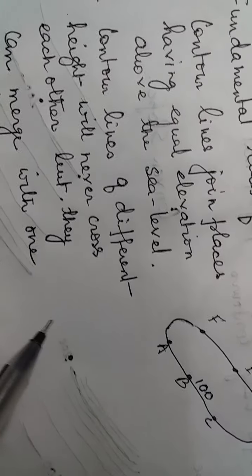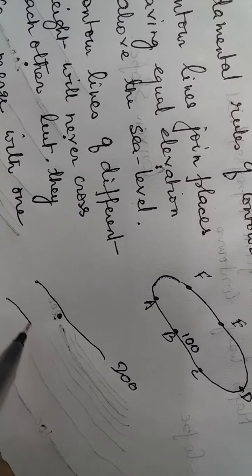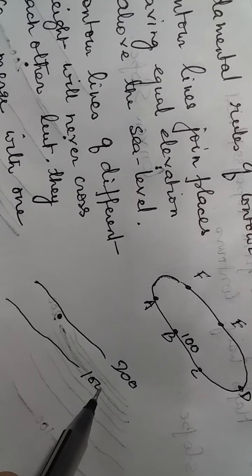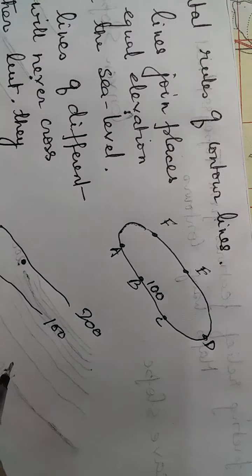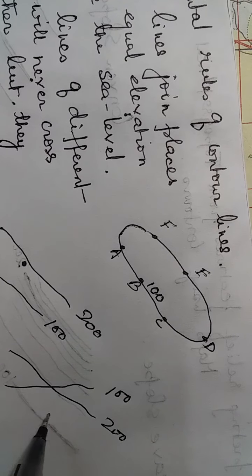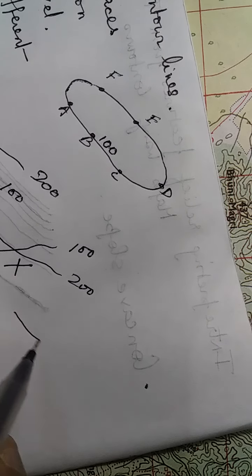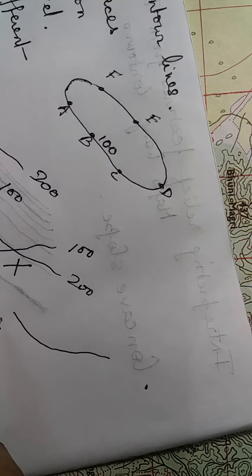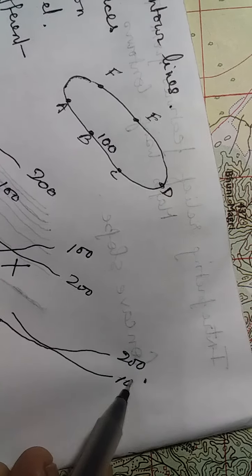Contours of different height. Let us take this is 200 and let us take another line, contour 100. So they will never cross each other. That means you will not have any contours like this, 200, 100. Never. You will not have this. Rather, they may come and join each other like this. This is 200 and this is 100.